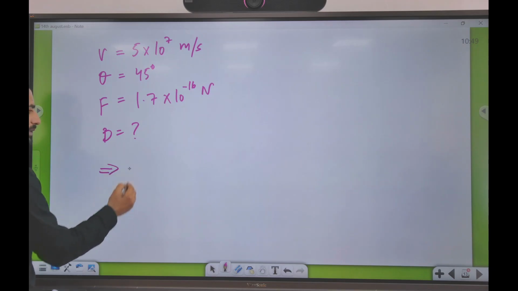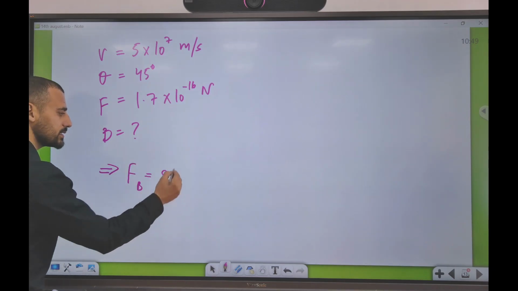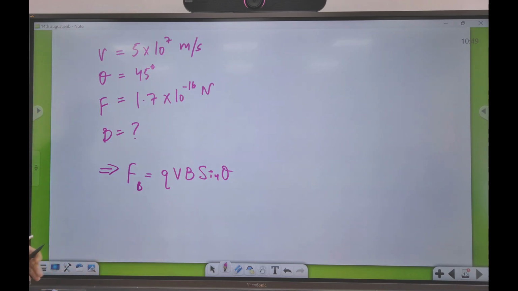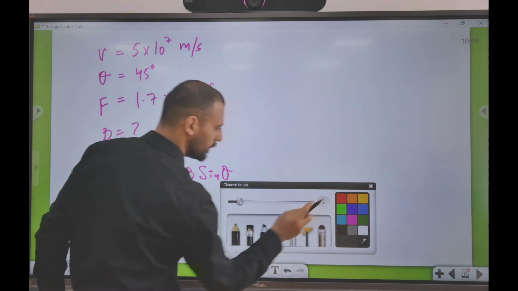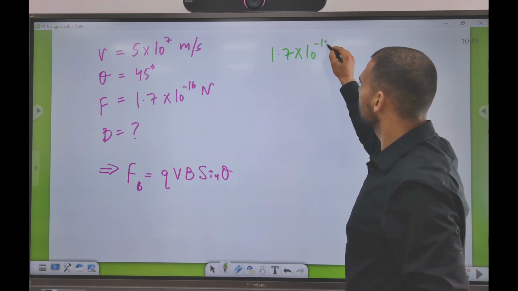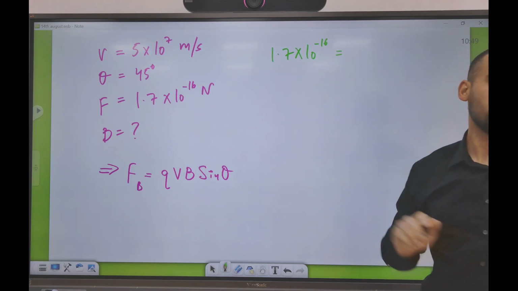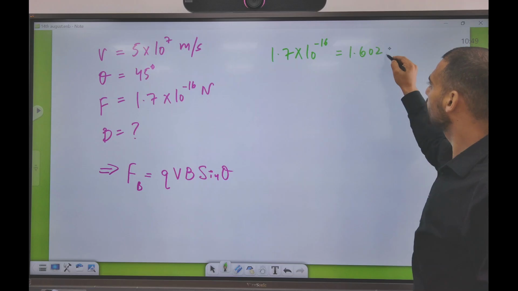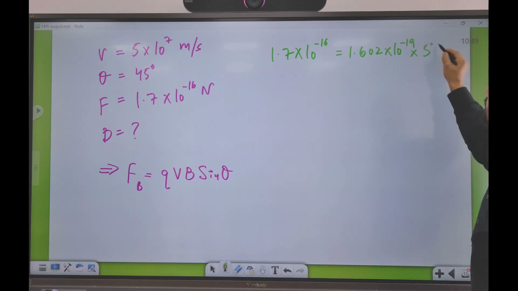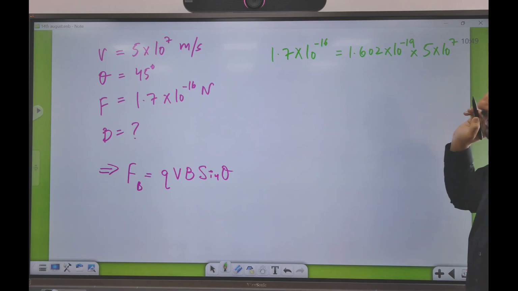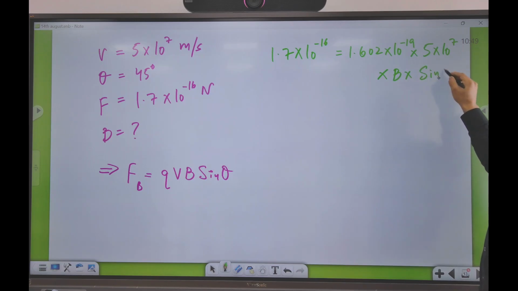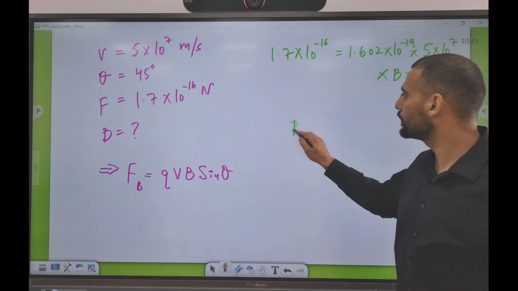We know the expression F_B is equal to QvB sine of theta, correct? Yes or no? Yes. So let us try to use this expression to evaluate the value. So it is 1.7 times 10 to the power negative 16. Charge, what is the charge of proton? 1.602 times 10 to the power negative 19, times the velocity, which is given, 5 times 10 to the power 7. Magnetic field is what we have to find, times sine of 45 degrees. Now come on, give me the value of the magnetic field.